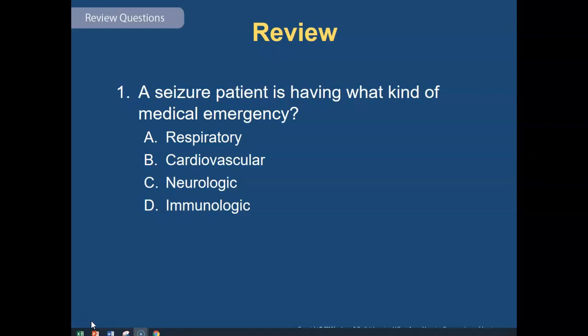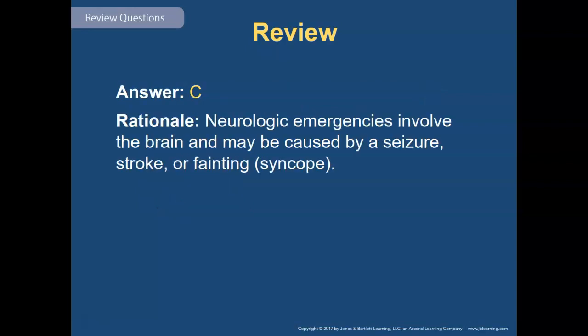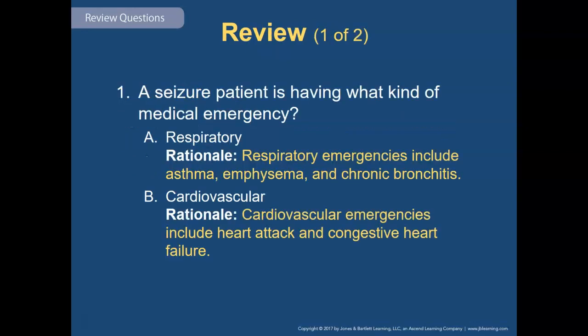I'm thinking we're probably looking at neurologic, something to do with the brain. Let me get my guy over here. Okay, yes, neurologic emergencies involve the brain and may be caused by a seizure, by stroke, or fainting. Another word for fainting is syncope. Remember, we talk about how important medical terminology is. So syncope, another word for fainting, or when someone faints and they fall on the ground, the whole thing is called a syncopal episode.